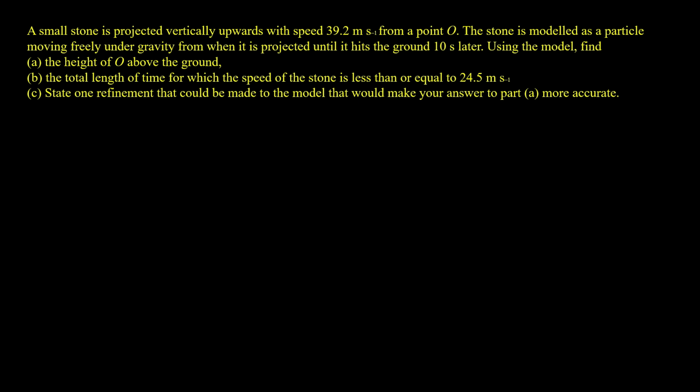A small stone is projected vertically upwards with a speed of 39.2 meters per second from a point O. The stone is modeled as a particle moving freely under gravity from when it is projected until it hits the ground 10 seconds later. Using the model, find the height of O above the ground, and the total length of time for which the speed of the stone is less than or equal to 24.5 meters per second. State one refinement that could be made to the model that would make your answer to part A more accurate.